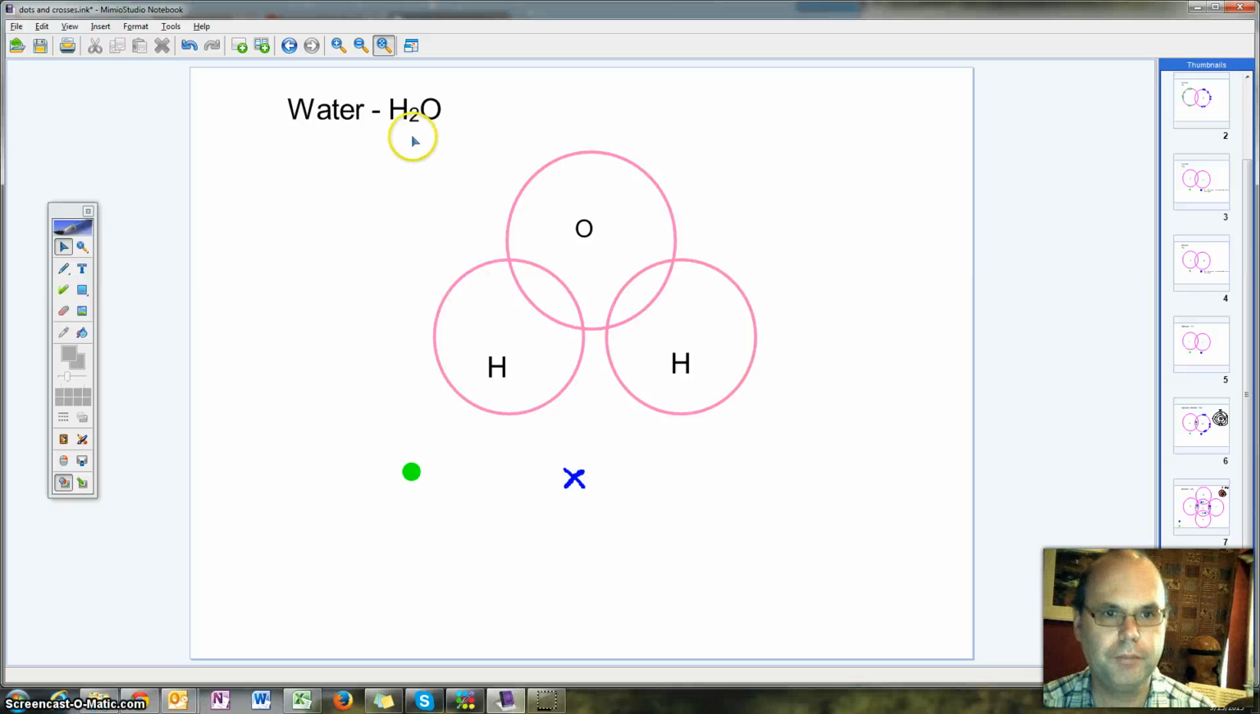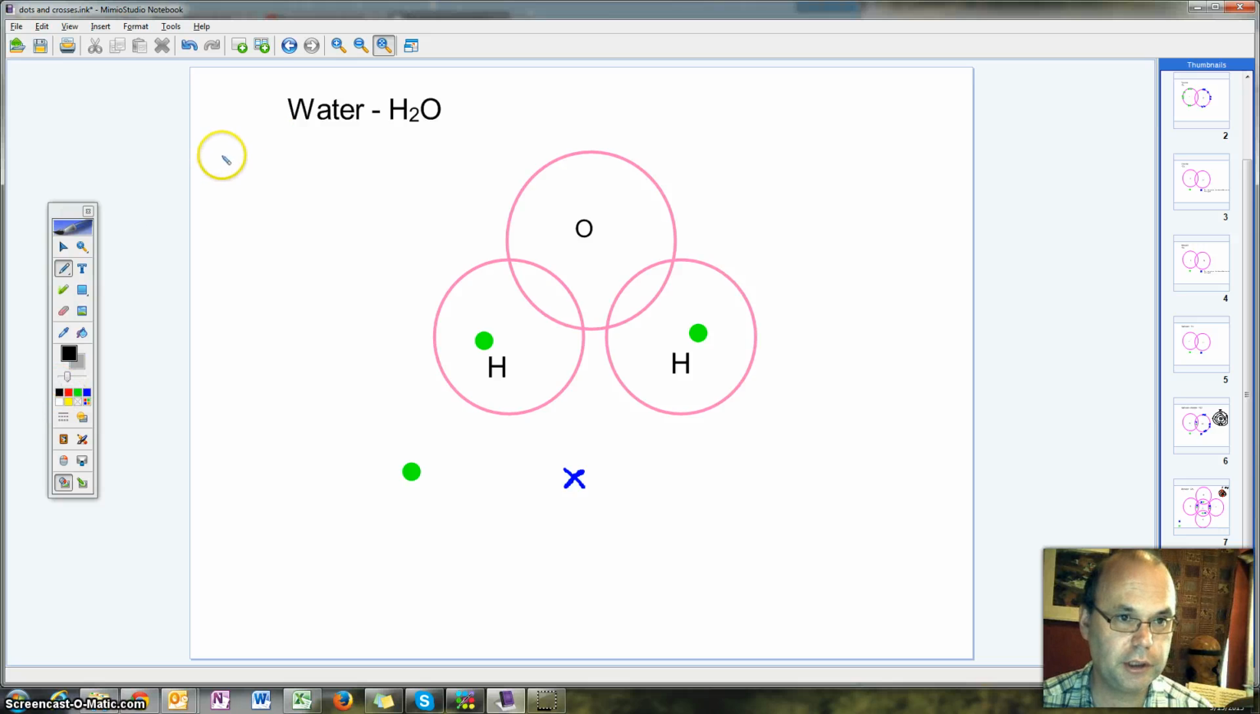Okay, water. It's got H2O. Two H's, one O. Two hydrogens, one oxygen. Here's our two hydrogens. Here's our oxygen. So we know that hydrogen's only got one electron. But what about oxygen? Let's check it out.